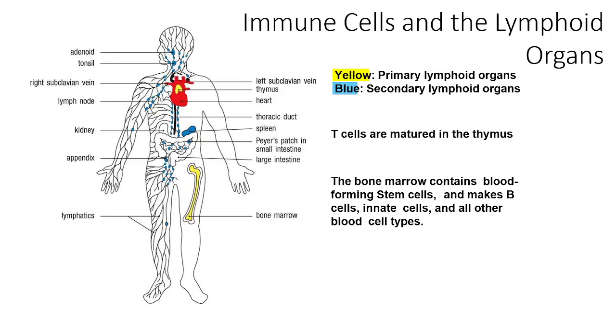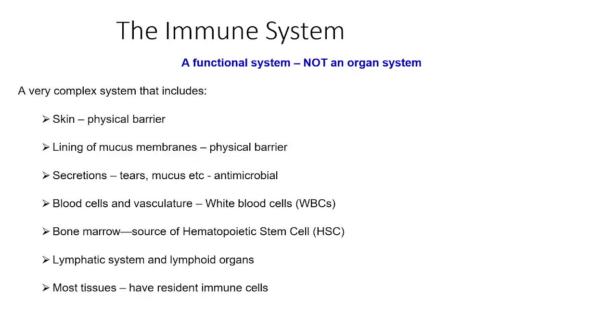Right. Now, okay. So these are the different immune systems and the functional organs that are part of this immune system. We know it's a very complex system where skin acts as the primary physical barrier to prevent pathogens from entering the body. You have the lining of mucus, which is a physical barrier. Secretions like tears and mucus, which are antimicrobial. The blood cells and the vasculature, which carry the white blood cells. The bone marrow, the source of hematopoietic stem cells. You have the lymphatic system and the lymphoid organs.